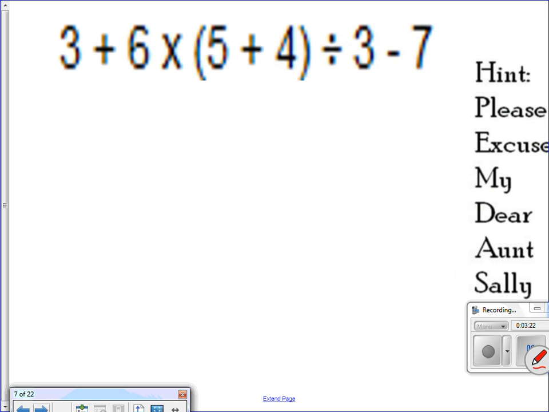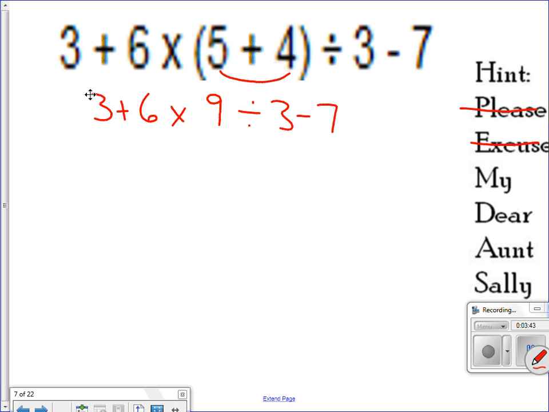Well, here's another problem. This one's a little longer. So are there any exponents? No, but there's parentheses. So this is how you write the problem out. 3 plus 6 times, you have to do this part, 5 plus 4 is 9, divided by 3 minus 7. No more parentheses, no exponents. Now I have to multiply first. Whatever happens first in the problem, so it looks like multiplying is before division. So I'm going to do 3 plus 6 times 9 equals 54, divided by 3 minus 7. Okay. Now, multiplying's done. Now we have to divide.